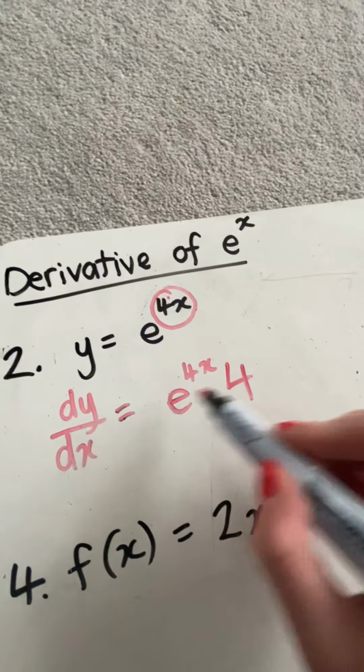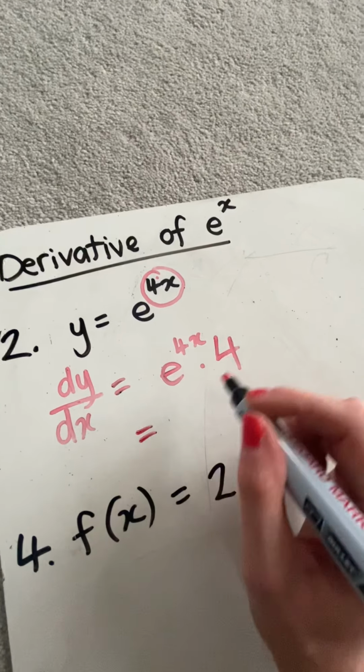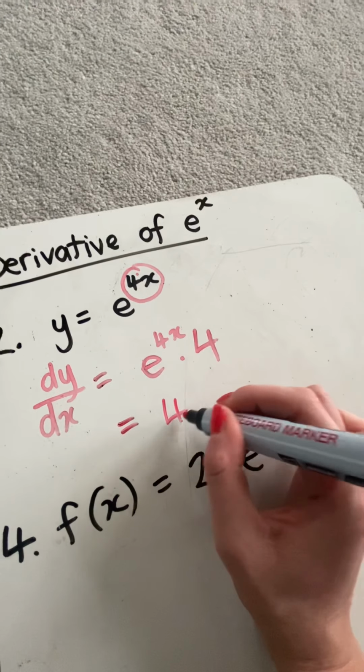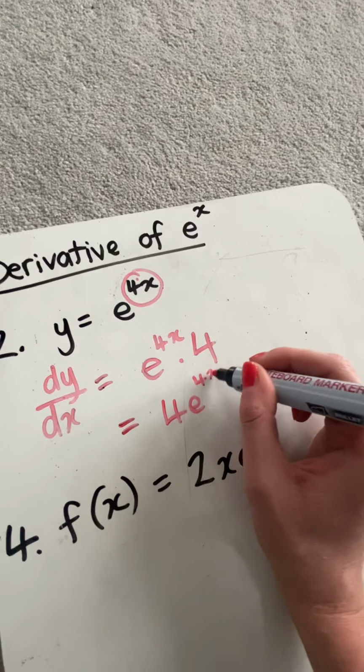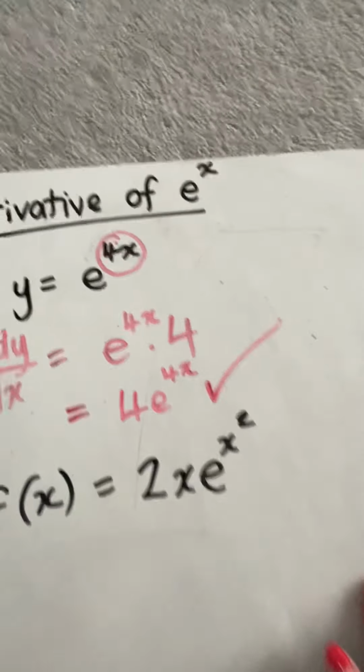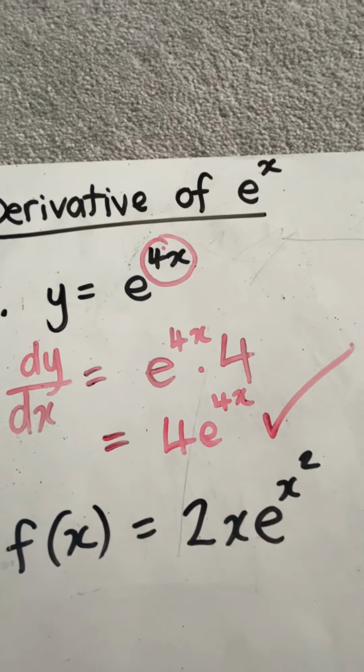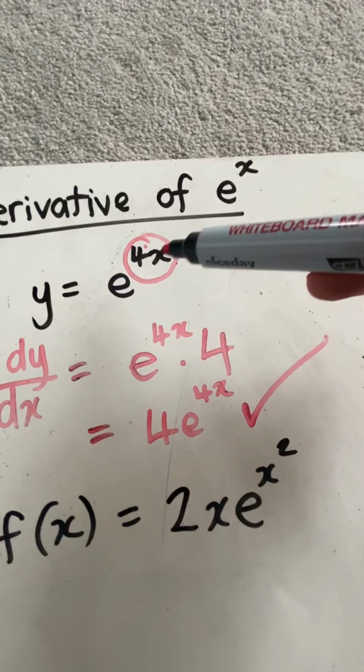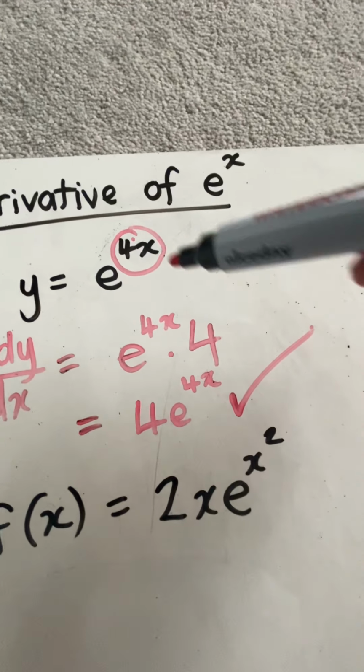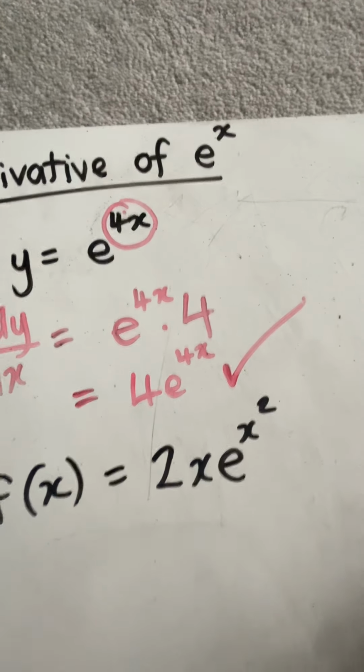Obviously you can skip this line and just go straight to the simplified version. So bring the 4 to the front, 4e to the 4x, and that's you. That's how easy it is. So you keep the exponential the same and you multiply by the derivative of the power.